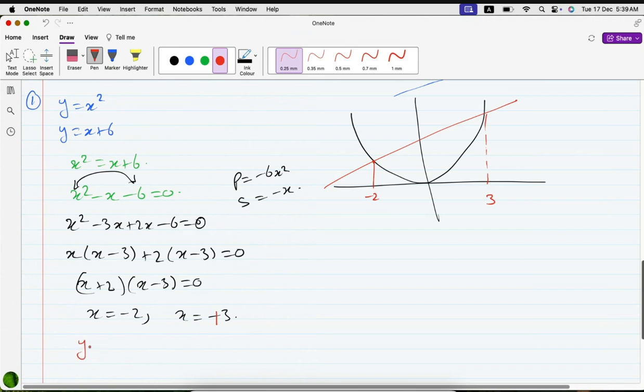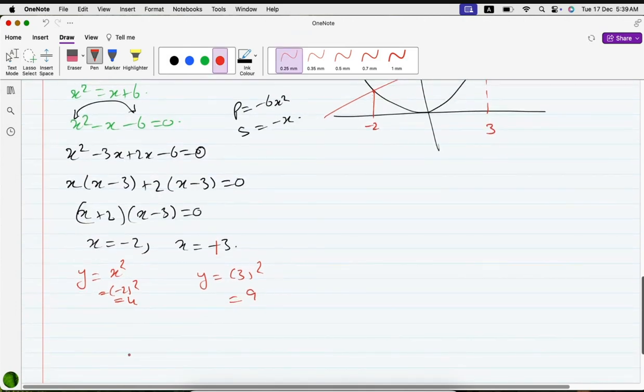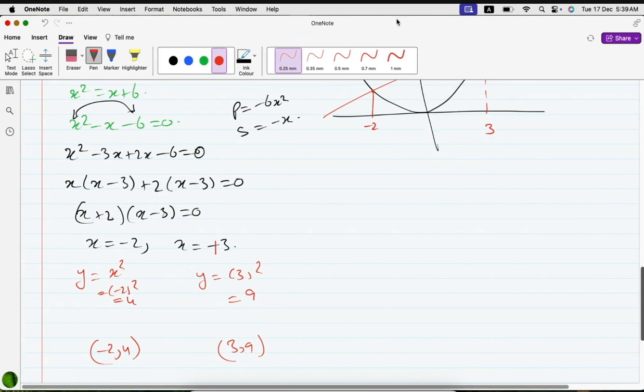So I can have y as well. y was equal to x square. When x is minus 2, y is 4. When x is 3, y is 9. So the coordinates are minus 2 comma 4 and 3 comma 9, where this straight line and the curve would intersect.